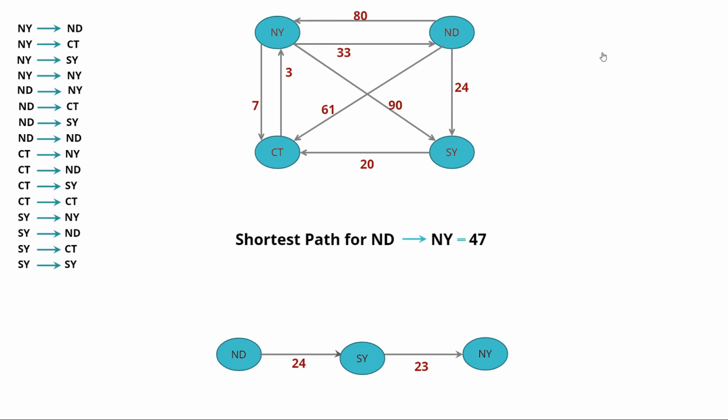Now you might have a question: how can I find the weightage of SY to NY, because there is no direct path? But in this case, we have an indirect path from SY to NY, which passes through CT. The Floyd Warshall algorithm will compute the weightage of this indirect path between SY and NY, and that weightage will be used while computing the indirect path from ND to NY. This might be overwhelming right now, but as the video progresses, you will understand this better with my explanation. For now, just don't worry if you couldn't digest this fully.